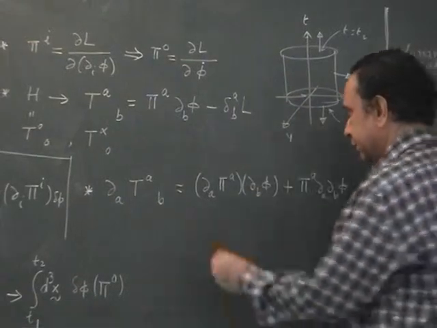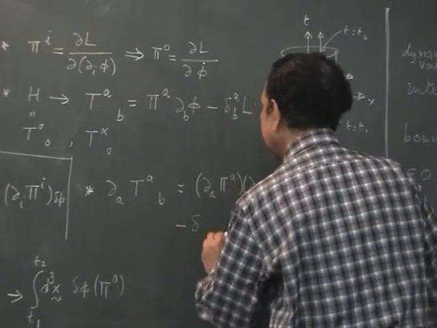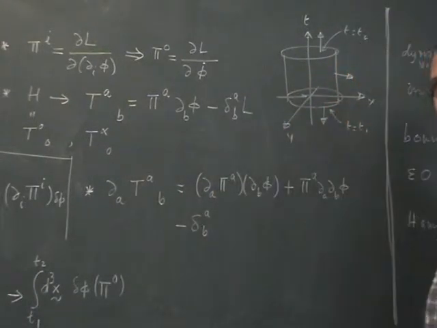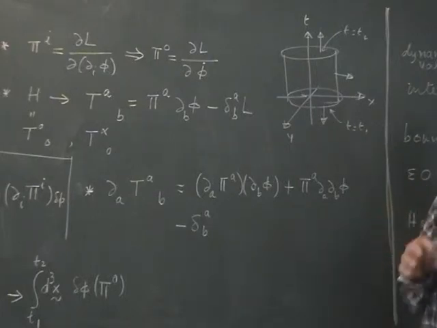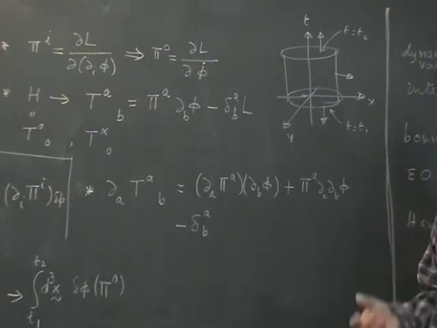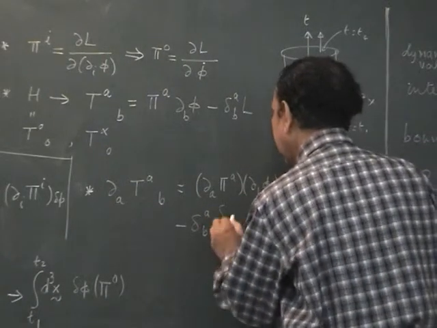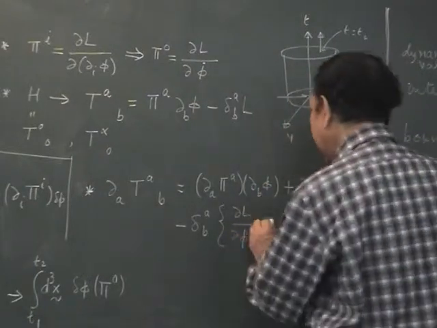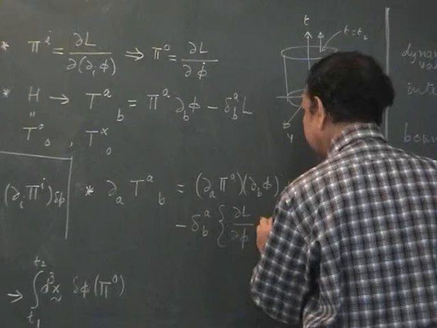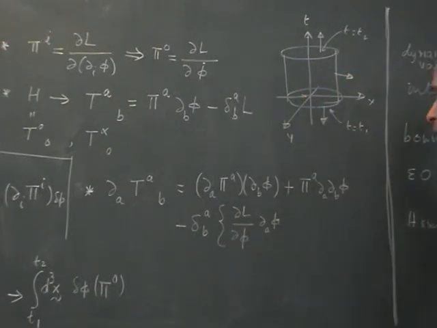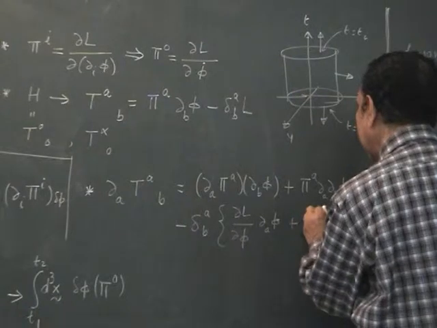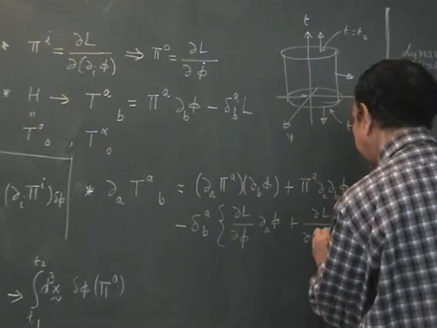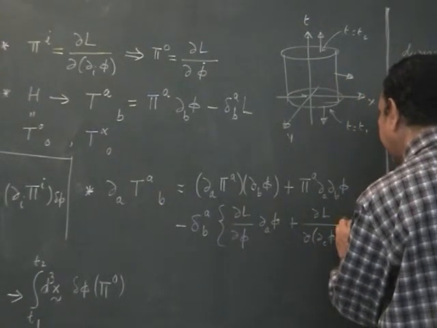Then I have to differentiate this. So that is going to be minus delta AB dA of L. L has no explicit dependence on the coordinate. It depends on coordinates only through the fields. So you have to do dL by d phi times dA of phi, because we are differentiating with respect to the A index. Then you have to do dL with respect to, let us say, dC of phi, times dA of dC of phi.